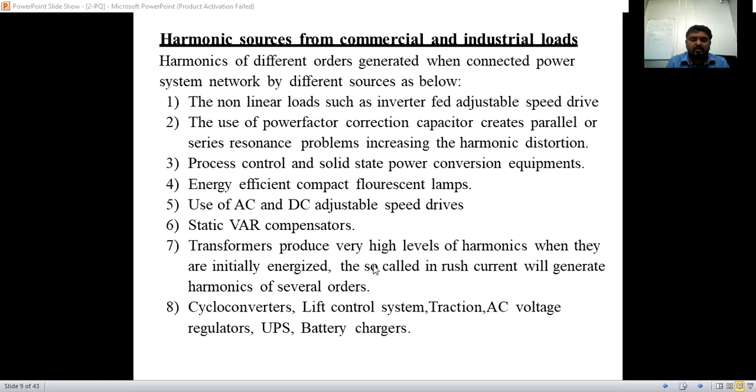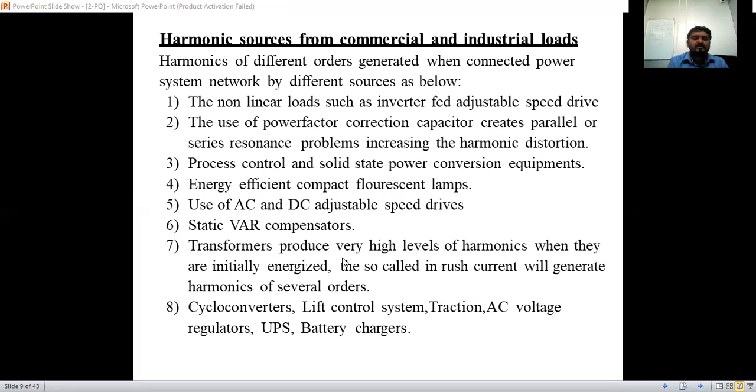Like that in the transformer also, at the initial condition while doing the energization, when we suddenly give the current, the inrush current will flow. That sudden current flow is what we call inrush current. Because of that, a high level of harmonics will be produced here.